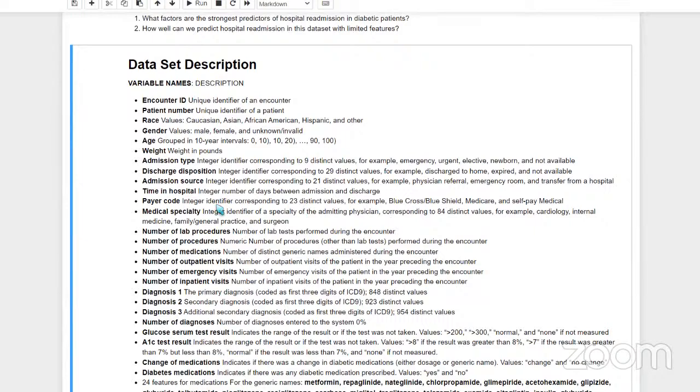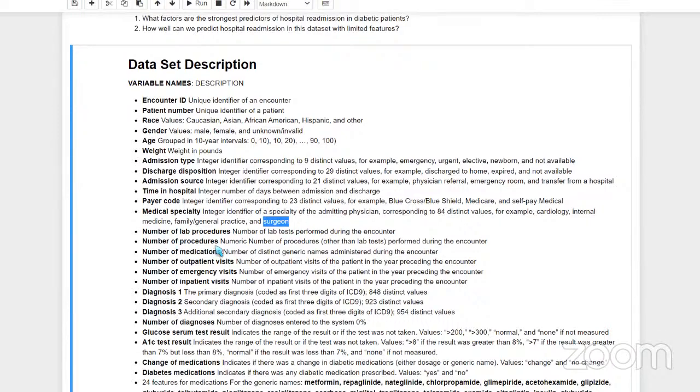Payer code has around 23 distinct values like Blue Cross, Blue Shield, Medicare, self-pay. Then we have medical specialty, which is also encoded using an integer identifier. It has 84 distinct values like cardiology, internal medicine, family or general practice, surgeon. Then we also have number of lab procedures, or number of lab tests that have been performed during the encounter.